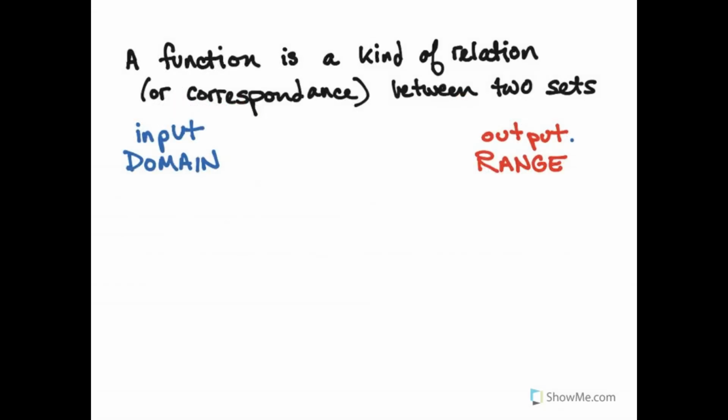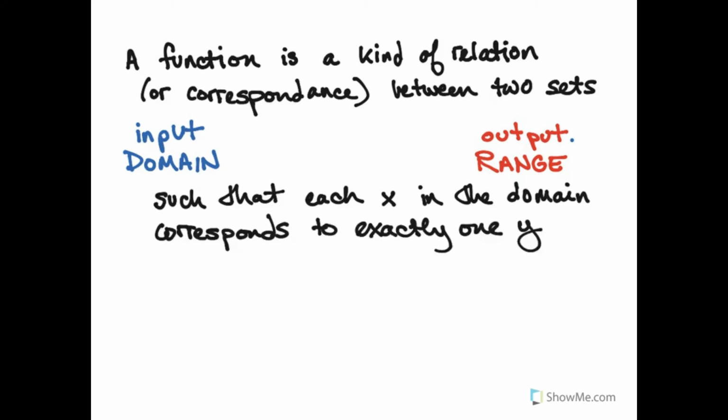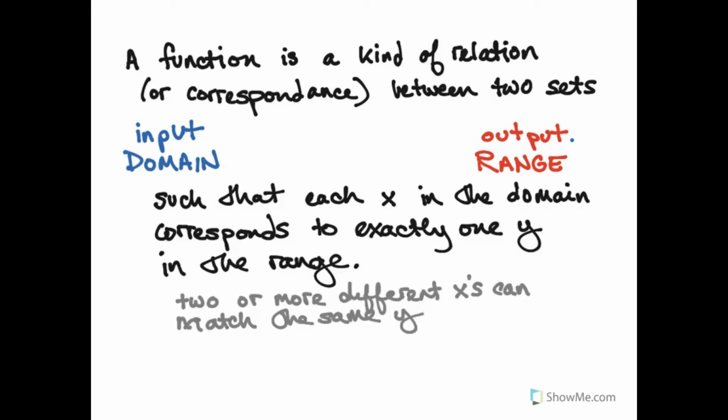So we've learned that a function is a kind of relation or correspondence between two sets, an input set and an output set, and the kind of relation that it is requires that each x in the input set corresponds to exactly one y in the output set. Now that means that 2 or more different x's from the domain can match the same y in the range, but the same x can't match more than one y.